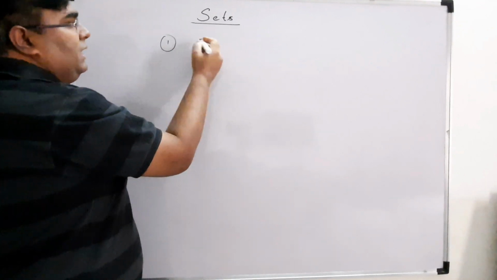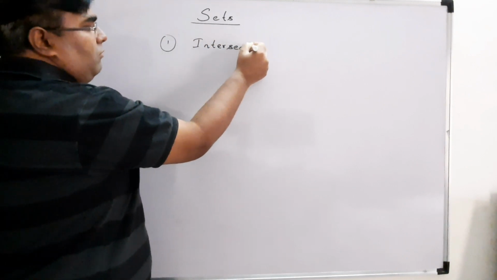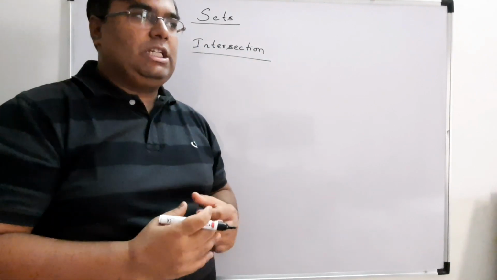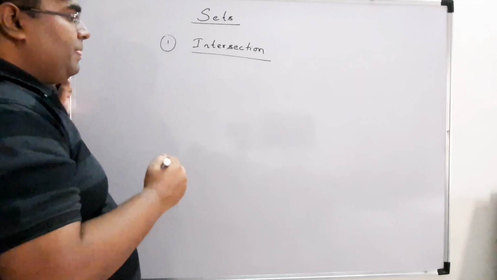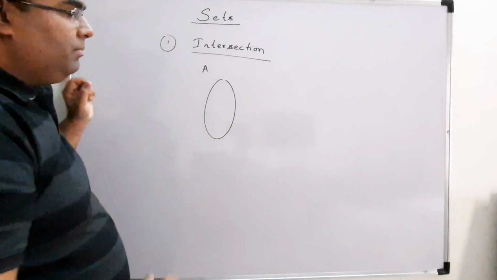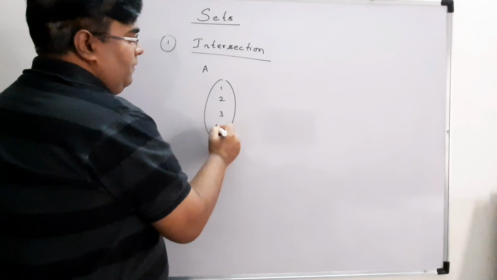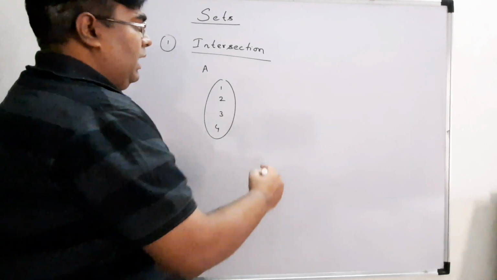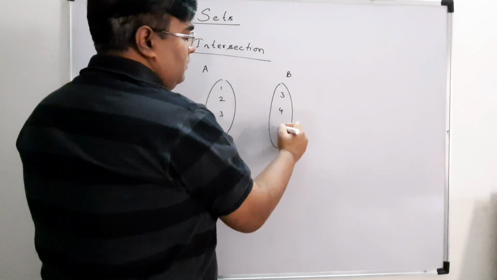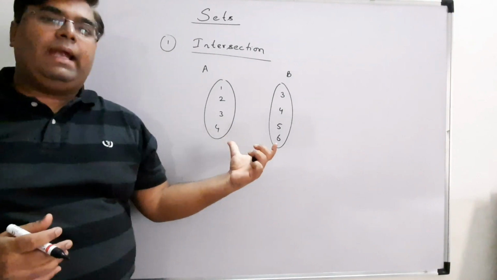First of all is intersection. The first operation which we will talk about is intersection. So suppose we have one set. Now I am using a Venn diagram, A, in which I have numbers like 1, 2, 3 and 4, and we have a set B where we can write like this. So we have two sets A and B.